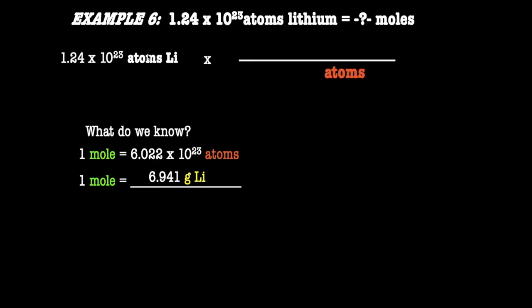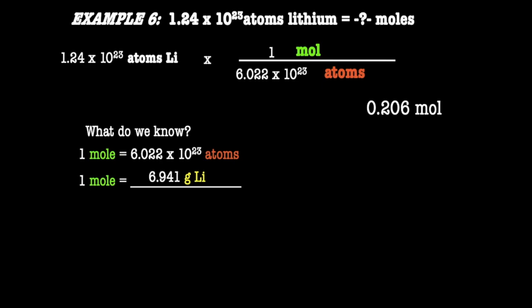So if I start with atoms, I need to cancel it out with atoms. And if I have atoms on the bottom, that means I have to have moles on the top. I'm going to fill in my numbers. So 6.022 times 10 to the 23rd goes on the bottom and 1 mole goes on the top. So if you do this, you can do it on a graphing calculator and get this answer, 0.206 mole.